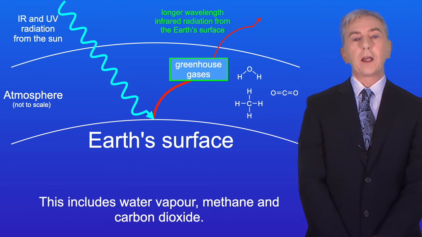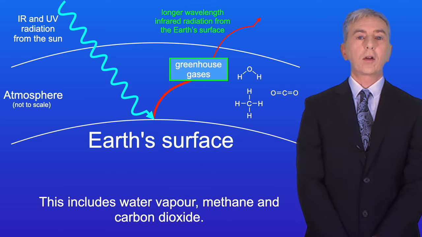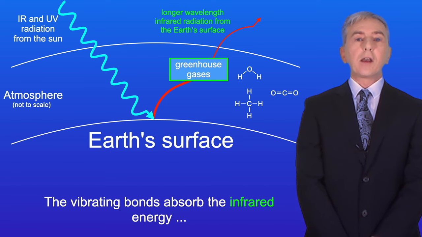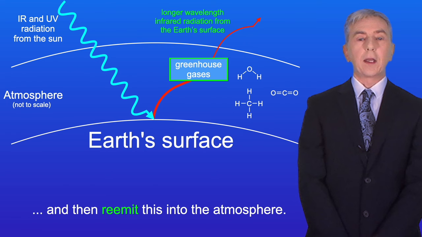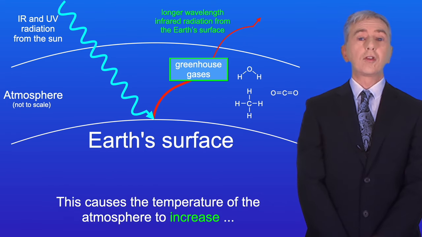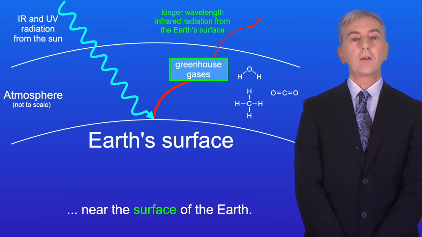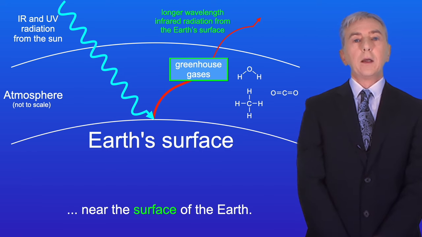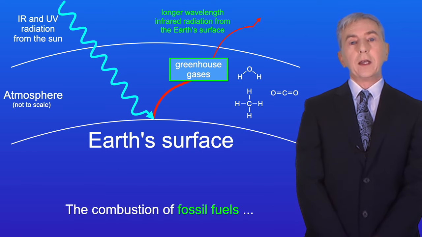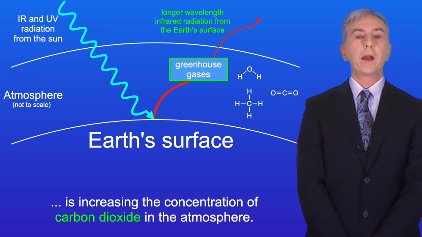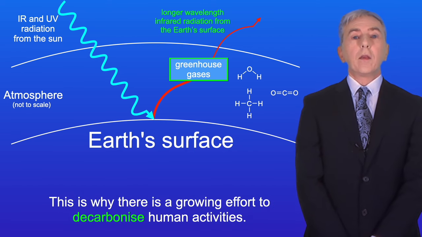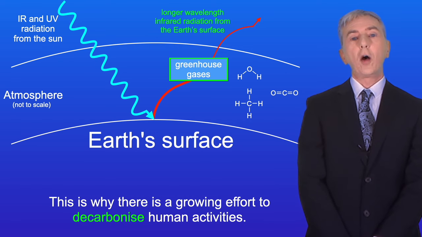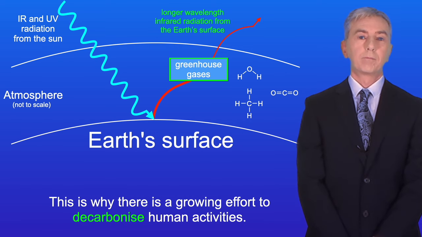This includes water vapor, methane, and carbon dioxide. The vibrating bonds absorb the infrared energy and then re-emit this into the atmosphere, and this causes the temperature of the atmosphere to increase near the surface of the Earth. Now, the combustion of fossil fuels is increasing the concentration of carbon dioxide in the atmosphere, and this is leading to global warming. This is why there's a growing effort to decarbonize human activities.